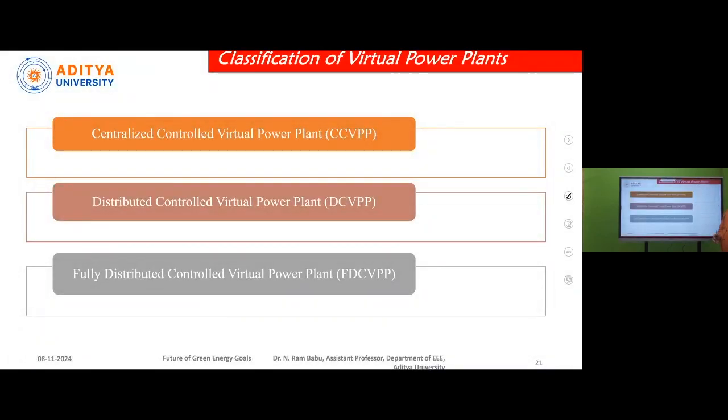Okay. Next one is classification of virtual power plants. Previously, we have discussed two types of virtual power plants, that means two different kinds, and this one is the classification. So coming to the classification, the first classification is centralized control virtual power plant. Second one is distributed control virtual power plant, and the third one is fully distributed control virtual power plant. We will be looking into each one in detail.